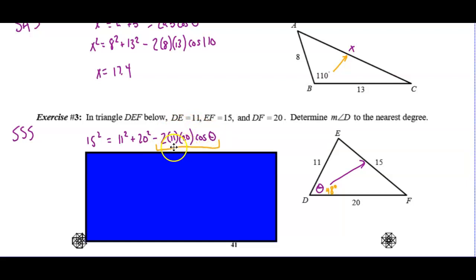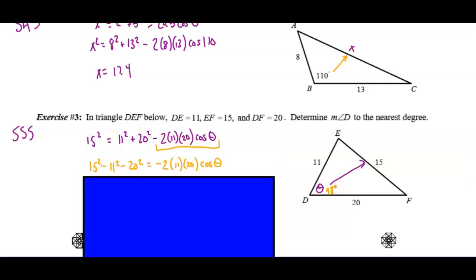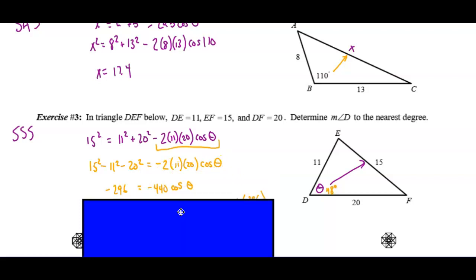So what I need to do is isolate that first by subtracting these two squares to the left side. So it's going to look like this. So it's 15 squared minus 11 squared minus 20 squared. At that point, now I want to get a single number on the left and a single number on the right so that I can do an inverse cosine. So the left side comes out to negative 296. The right side comes out to negative 440 cosine theta.